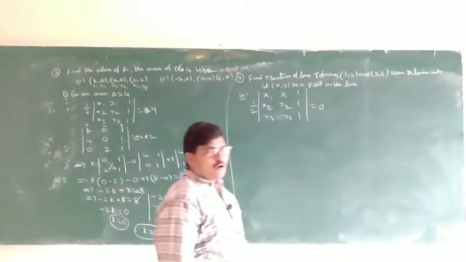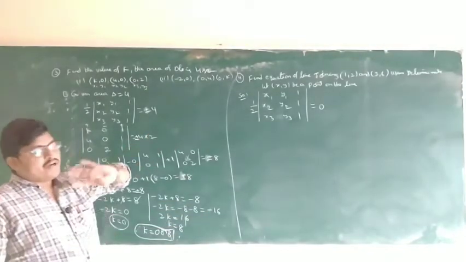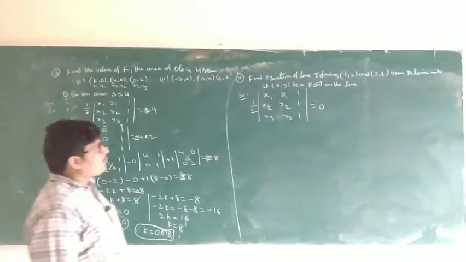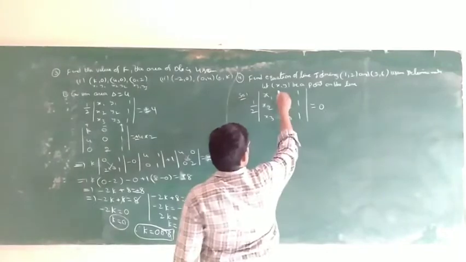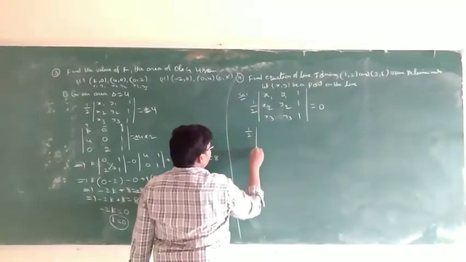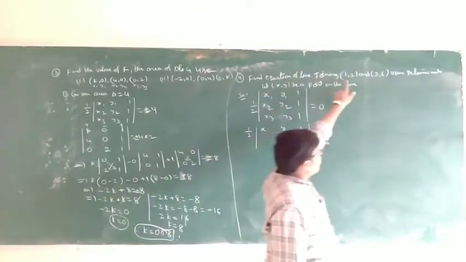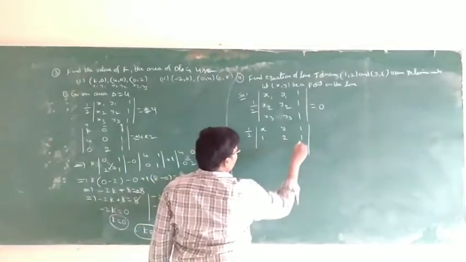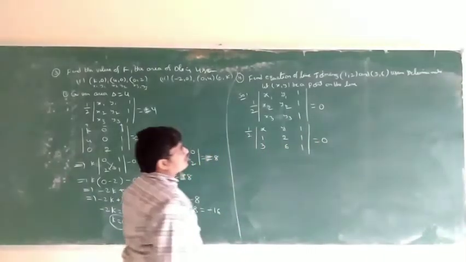In the area of the triangle, how many points are required? Three points are required. Two points are given, so the third point is let (x, y) be any point on the line. So the first point is (x, y, 1), the second point is (1, 2, 1), and the third point is (3, 6, 1), equal to 0.